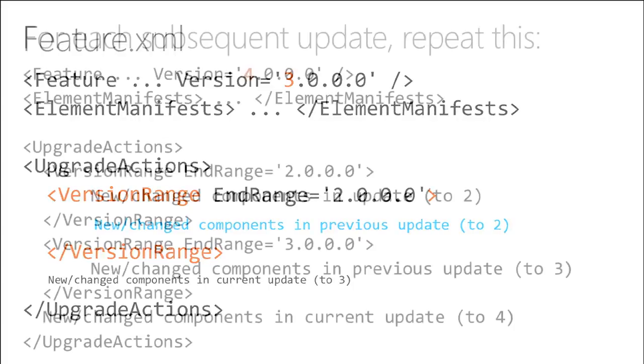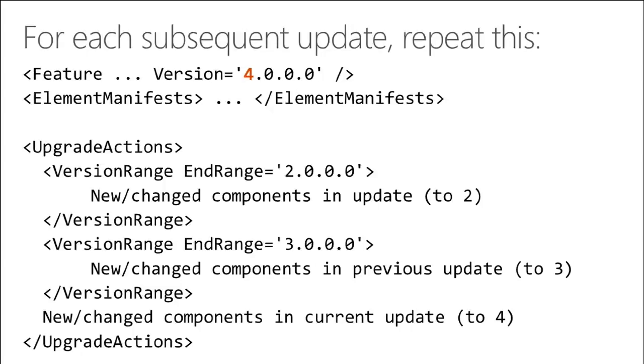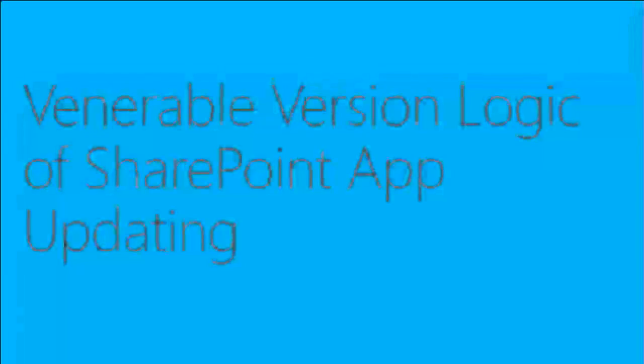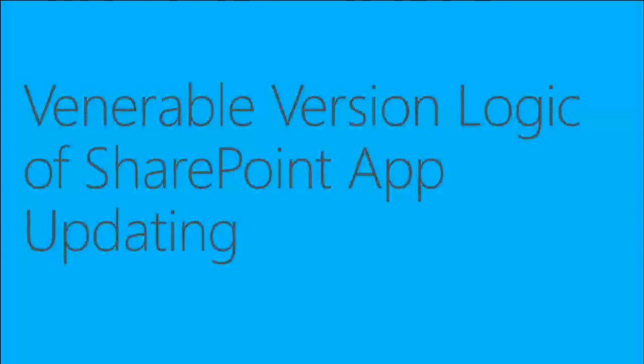Now, for each subsequent update, you repeat the pattern. For example, here, we've raised the version number to version 4. I've moved the upgrade markup from the previous update to 3 into a version range, added an end range to it, and added the new and changed markup below that. You just keep following that pattern. That pattern is what I call the venerable version logic of SharePoint app updating. You've just seen it in feature XML markup. You're going to see it again in C# in a little while, and if we still had auto-hosted apps, you would see it in TSQL, but we're going to skip that today.